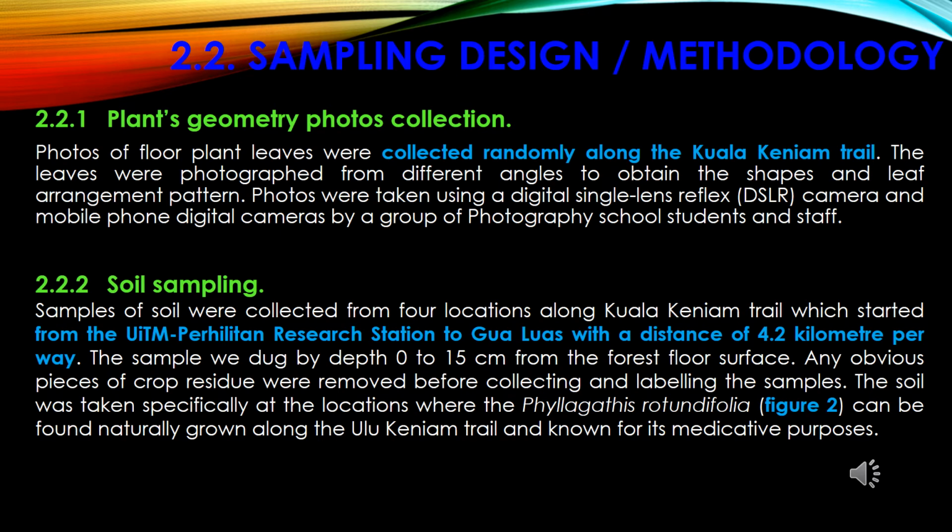For sampling design and methodology, we focus on two parts. First is the plant geometry photo collections, where we collect randomly along the Kuala Kenyam Trail, and leaves were photographed from different angles to obtain the shapes and leaf arrangement patterns. We use a digital single lens reflex (DSLR) camera and also mobile phone digital cameras.